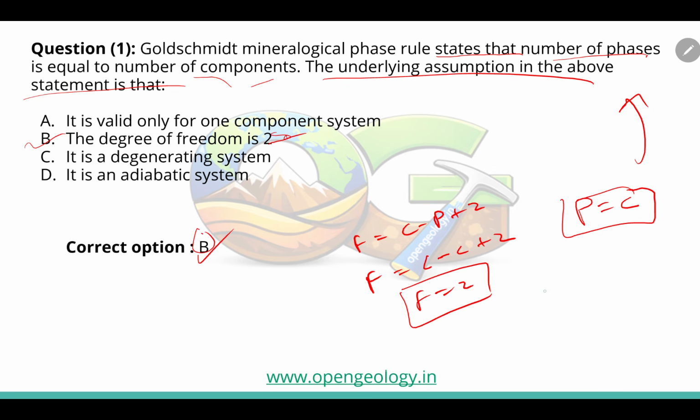So what you can read, you can use this phase rule and apply it in the 1 component system, 2 component system, 3 component system. You can use the eutectic system, peritectic system. So all of these systems you can try to use this mineralogical phase rule.